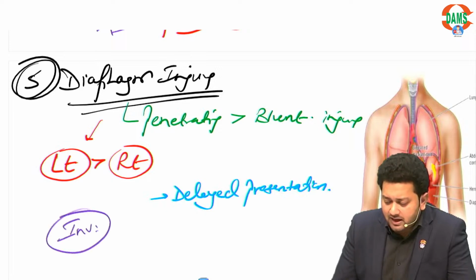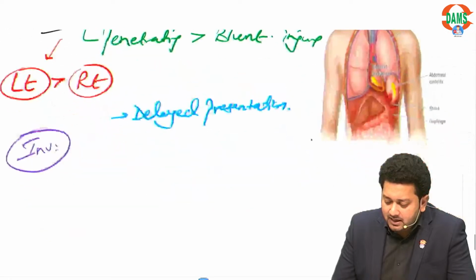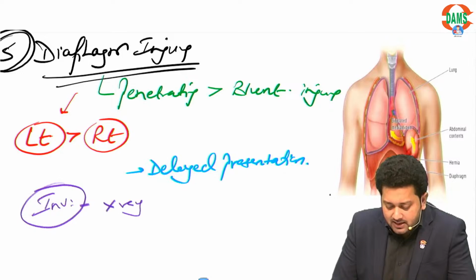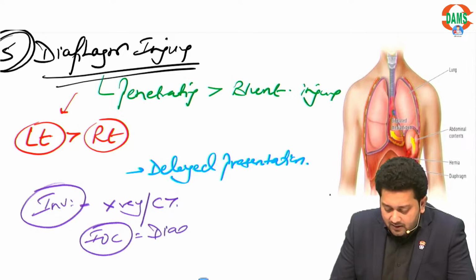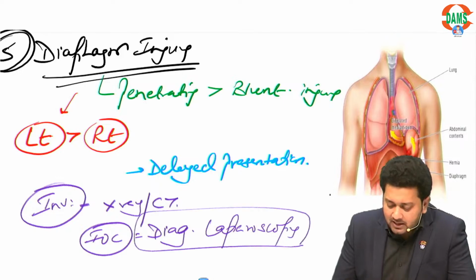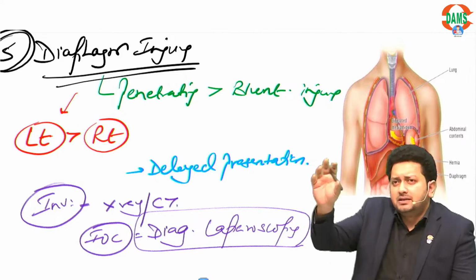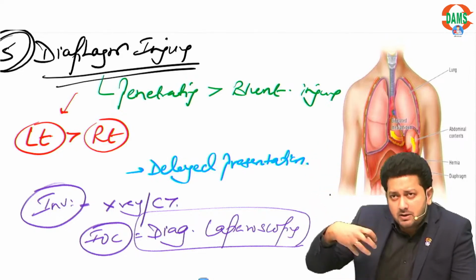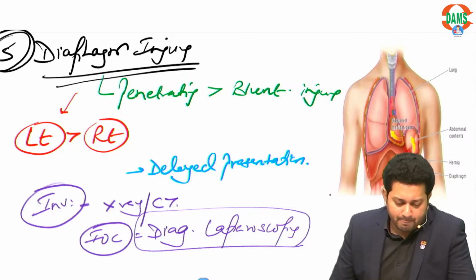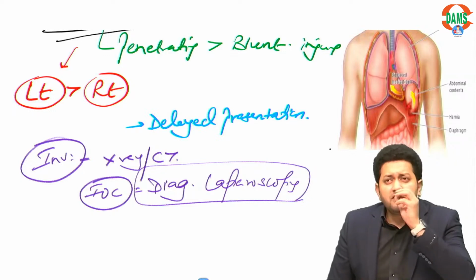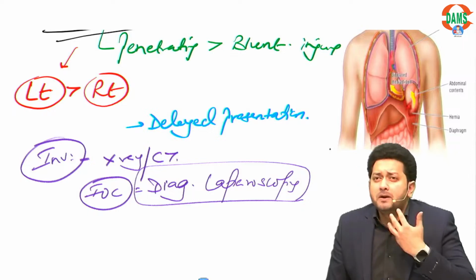Investigation, you can see it on the X-ray, you can see it on the CT scan also, but not X-ray or CT scan, the investigation of choice is diagnostic laparoscopy. Okay, if you are suspecting, it is better you make a small entry, make a small opening, put the laparoscope, and you can see that usually the left side diaphragm is injured and the bowel is going towards the thoracic cavity. So many times they say that if the injury is very small, you can repair it conservatively also.